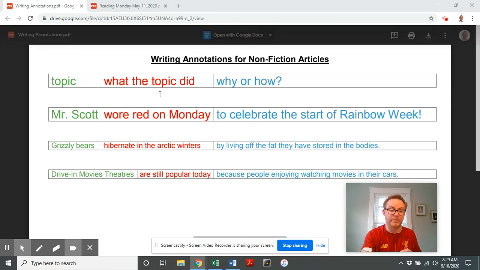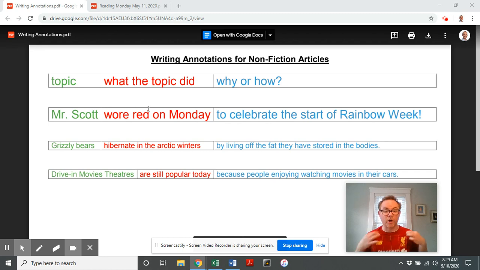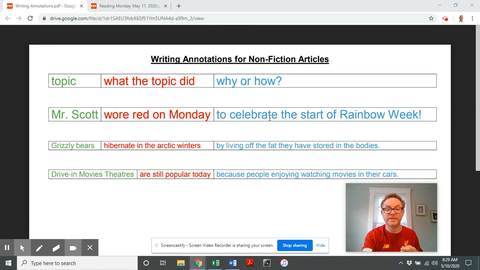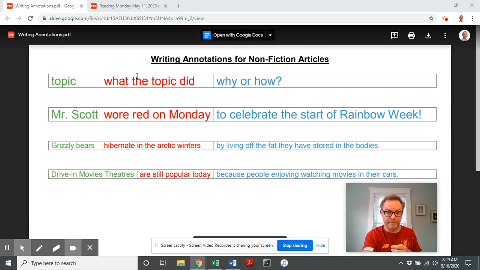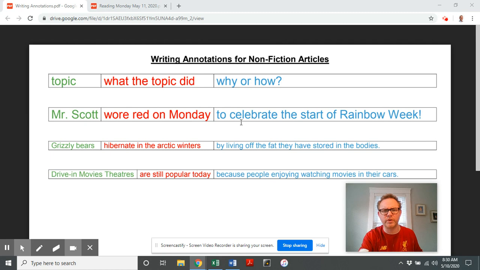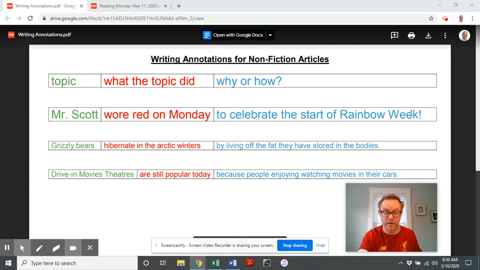Here's a couple of examples. My first one: Mr. Scott wore red on Monday. Why? To celebrate the start of Rainbow Week. The topic is Mr. Scott, what Mr. Scott was doing, he was wearing red on Monday, and then why or how he was doing that: to celebrate the start of Rainbow Week. Now, that's just a sentence that I've made up.